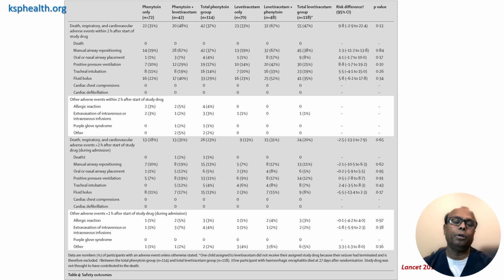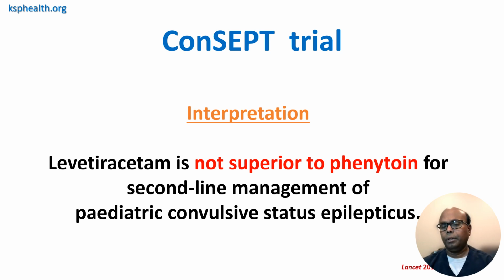The side effects were monitored. There were no difference between these two groups. The ConSEPT trial concludes levetiracetam is not superior to phenytoin for second-line management of pediatric convulsive status epilepticus.